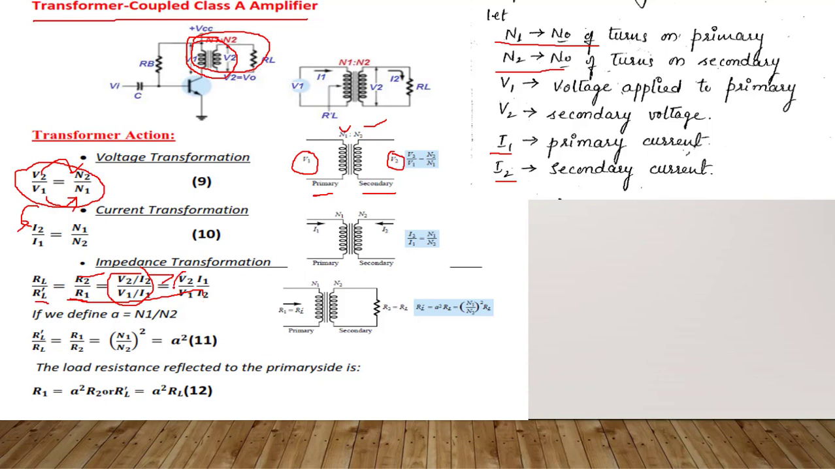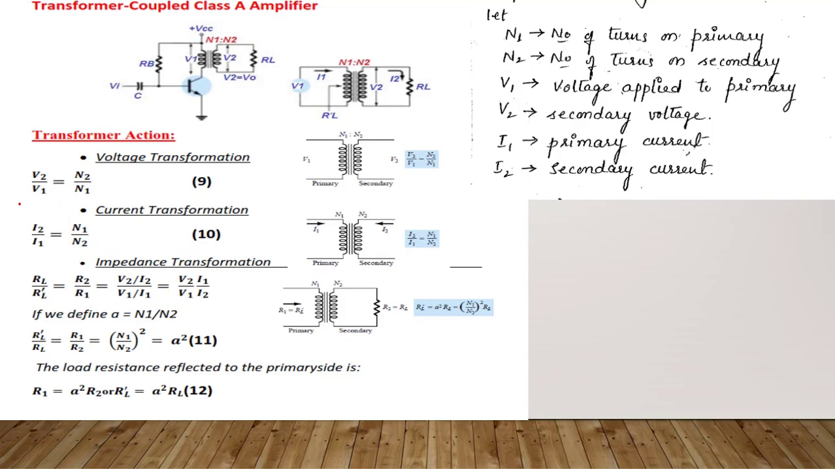Okay, for this V2 by V1 we have to apply N2 by N1, and for I1 by I2 we have to apply this portion. Here I2 by I1 is there, I want I1 by I2, so it becomes N2 by N1. So you will get R1 by R2 is nothing but N1 divided by N2 whole square. So from this derivation we are getting three equations: one is the voltage equation, the current equation, and this is the resistance equation. These are the three equations.